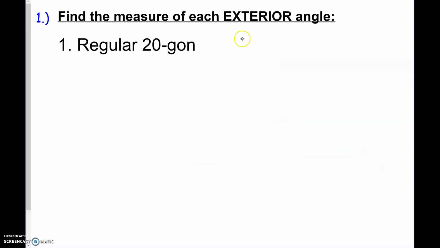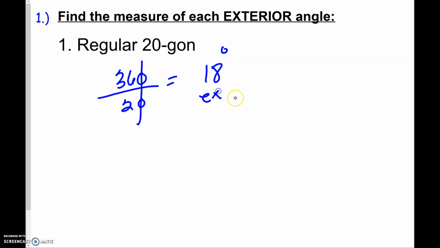So find the measure of each exterior angle of a regular 20-gon. Okay, well, we know that the sum of all of them is 360. So if they're going to have 20 sides, we're just going to divide by 20. That cancels out, and each exterior angle is going to be 18 degrees.